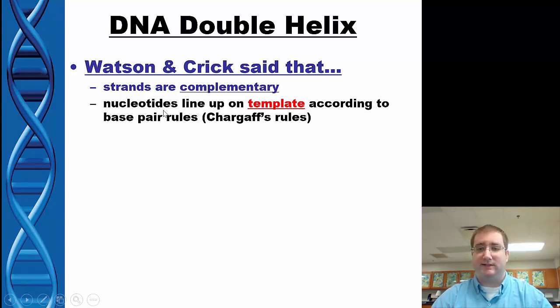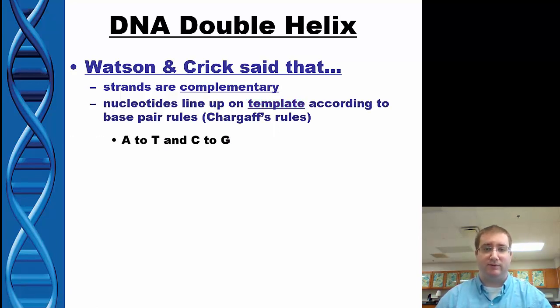So the nucleotides on the template order themselves based on what we call Chargaff's rules. And Chargaff was another scientist who came up with this. When he was looking at ratios of these 4 nitrogen bases, he discovered that there were an equal amount of certain ones, and he was the one that came up with these base pairing rules, which is adenine will only pair to thymine inside of DNA, and cytosine will only pair to guanine inside of DNA.